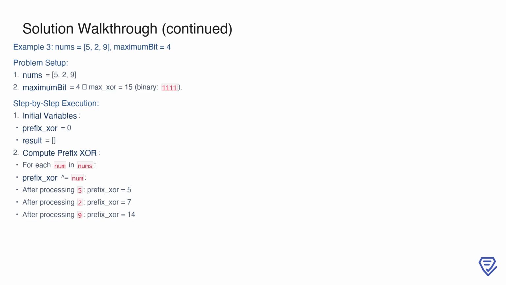In the third example, nums is 5, 2, 9, and maximum bit is 4. This means the largest number representable with 4 bits is 15, or 1111 in binary. Consequently, max_XOR is 15. We initialize prefix_XOR as 0 and result as an empty array. Next, we compute the prefix XOR for the nums array.